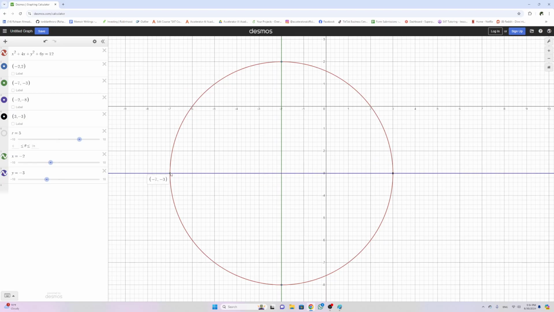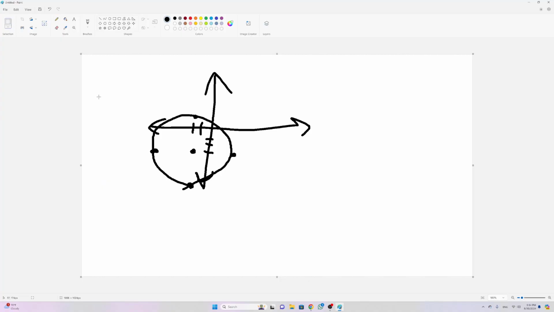You can also just calculate the center point by taking this y coordinate and this x coordinate, and that gives you -2, -3. So that's how you would evaluate it on Desmos. I just like to give an idea of how to do it that way and also by hand.